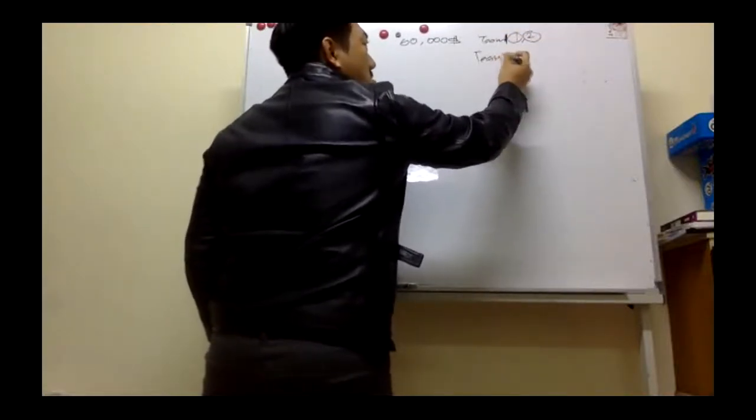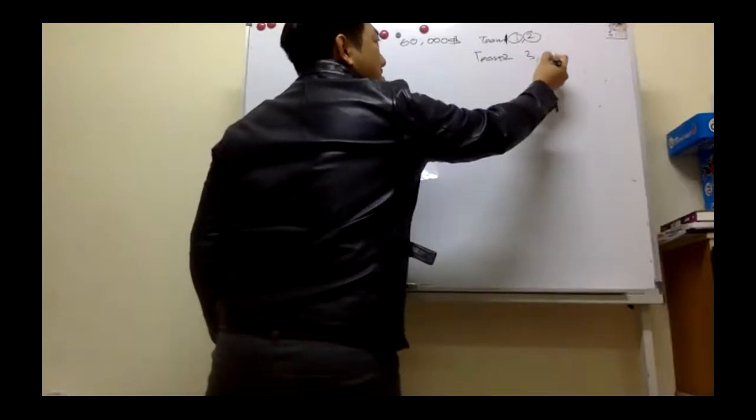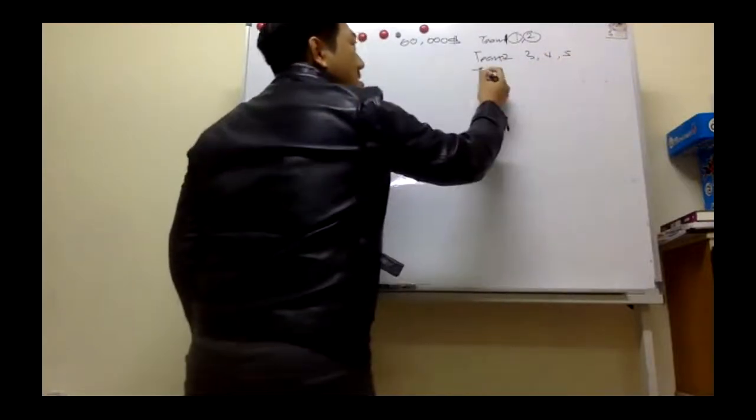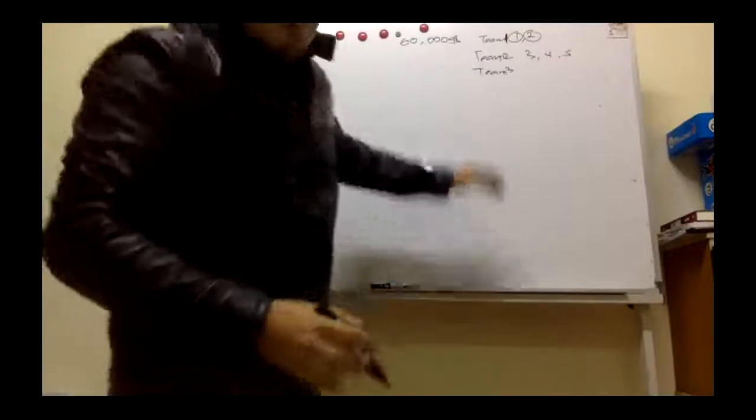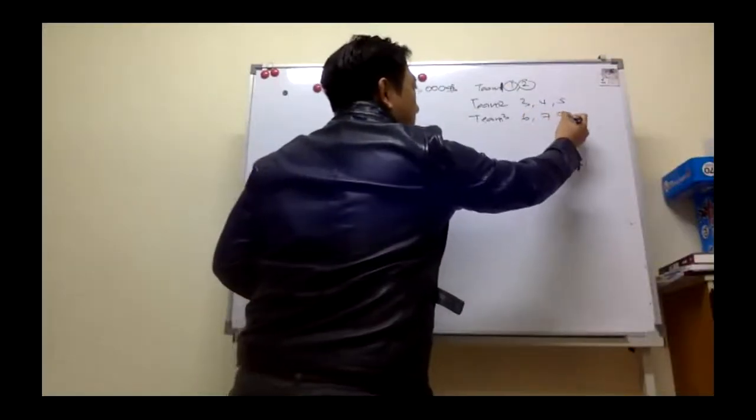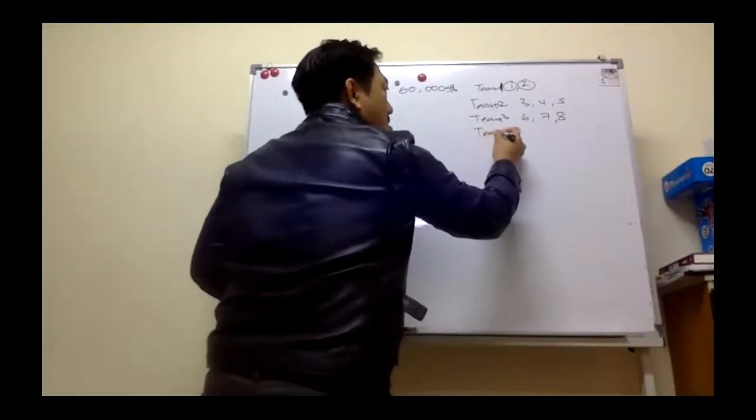Team 2 is the 3, 4, and 5. Paul, Team 3. Yes. The top part cannot see the whiteboard. Which part? Cue it up. Yep, that's right. Okay. Thanks. Team 3 will be your 6, 7, and 8. Now team 4 is 9 and beyond.